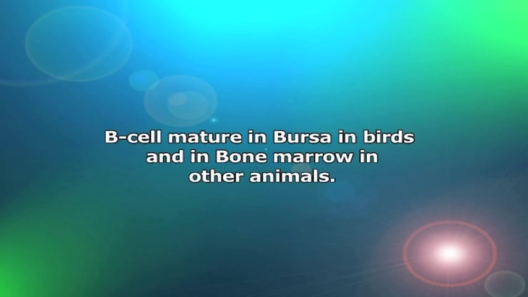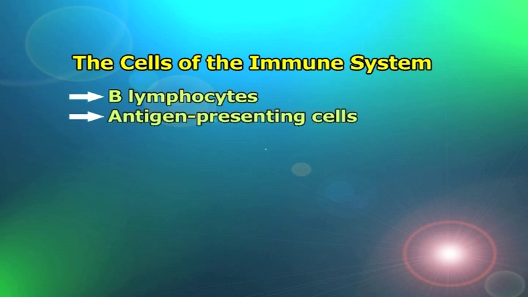B cells mature in bursa in birds and in bone marrow in other animals. Antigen presenting cells.